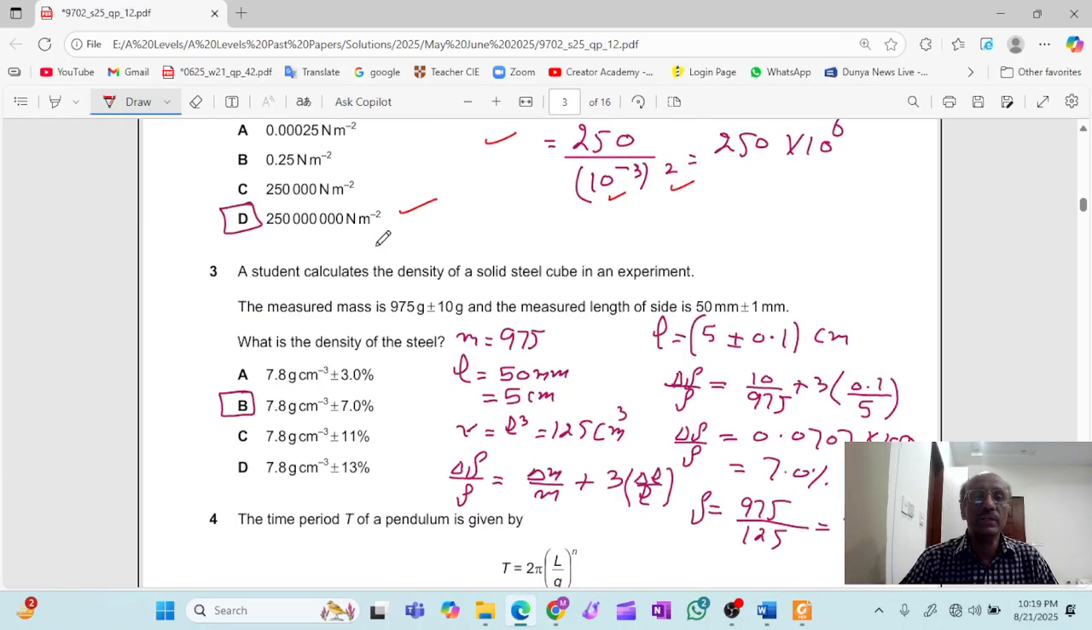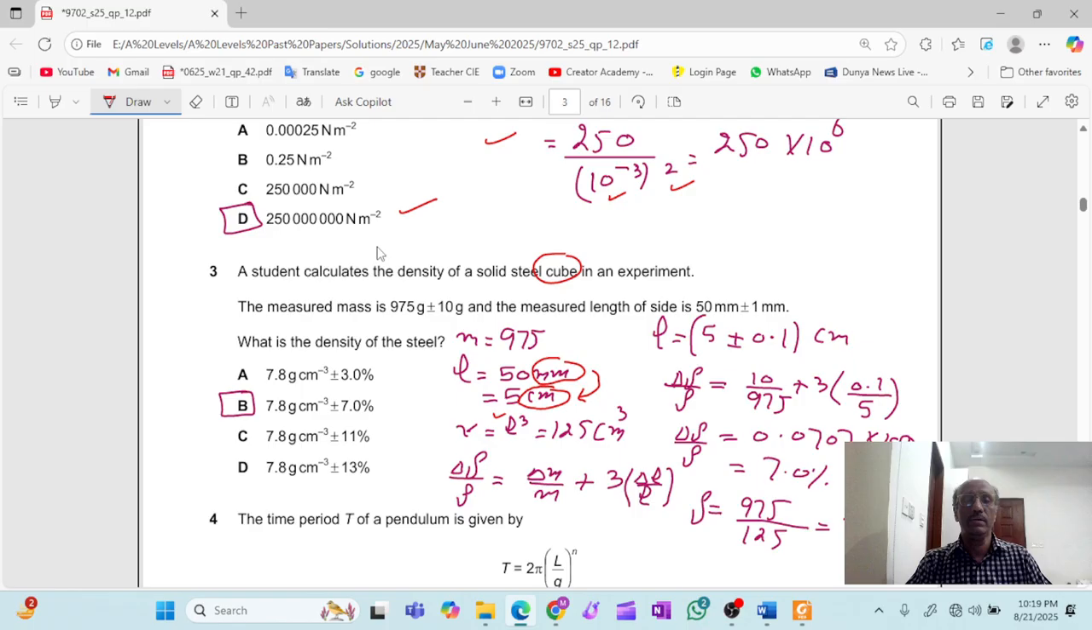Then question number 3: a student calculates the density of a solid steel cube. For the cube, the volume V is equal to L to the power 3. The measured mass and the measured length are given with uncertainty, and the density of the steel is required along with its uncertainty. Mass is given in gram and the length in millimeter. Gram is always related with centimeter, so this is the tricky part of this question. You have to convert millimeter into centimeter: 50 divided by 10 gives 5.